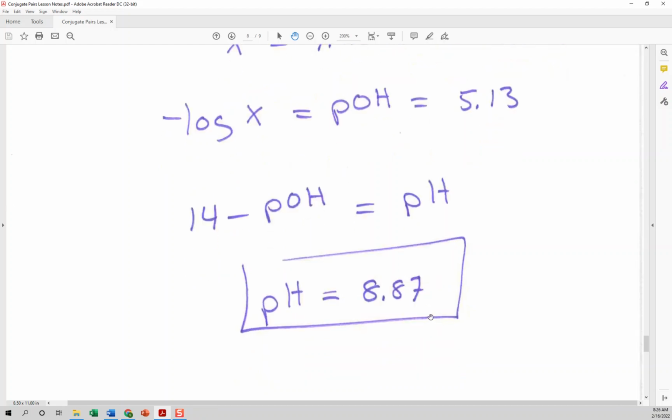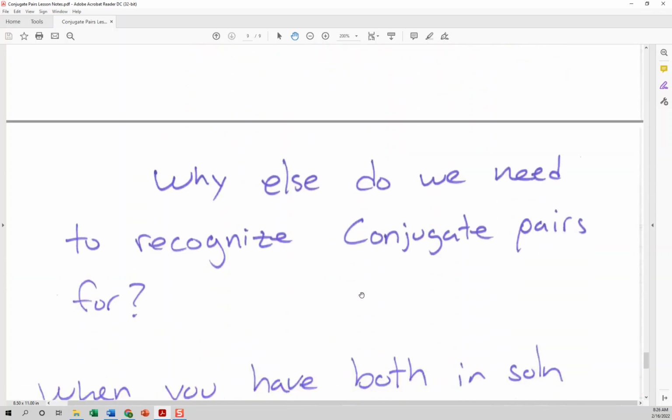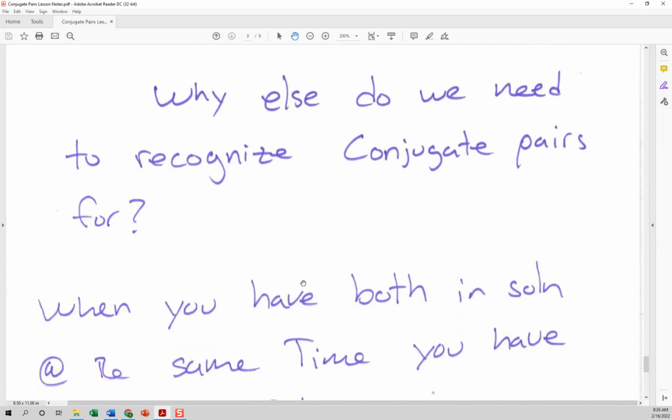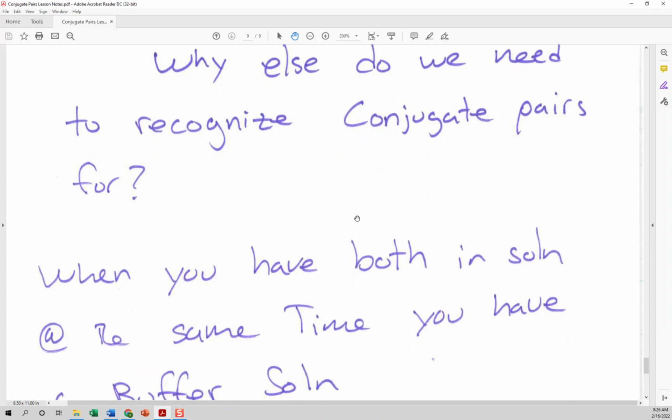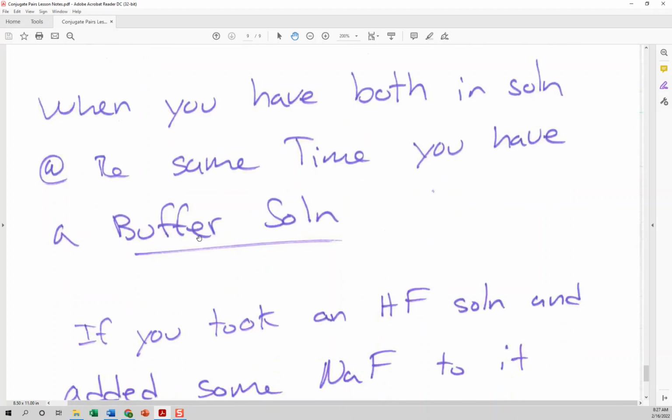Okay. And so the next step up from this in recognizing when we have conjugate acid-base pairs is this is how we make what we call a buffer solution. So what we're gonna learn later on when we get to 5-3, when you have both conjugate acid and its base, or conjugate base and its acid in solution at the same time, we make what we call a buffer solution. And we're going to talk about what that means. But all a buffer solution is, is when you have a weak acid and its conjugate base in solution, or a weak base and its conjugate acid in solution.